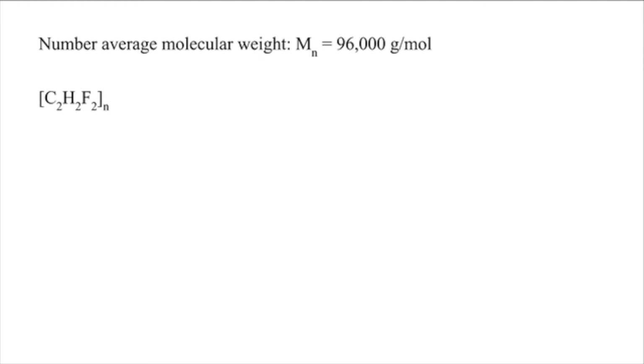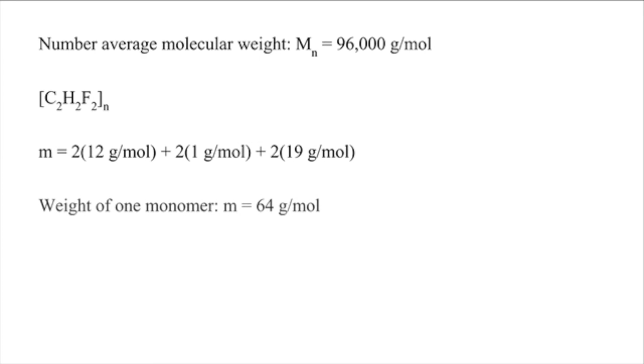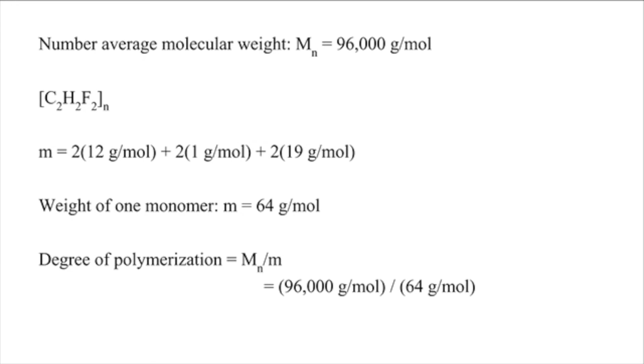The formula for PVDF is C2H2F2, which means the weight of one monomer is equal to the weight of 2 carbon atoms, 2 hydrogen atoms, and 2 fluorine atoms. When the number average molecular weight of the molecule is divided by the molecular weight of a single monomer unit, the degree of polymerization is calculated to be 1500. Scientists can use this information to determine how successful they were in making a long chain of polymers and thus a stronger material.